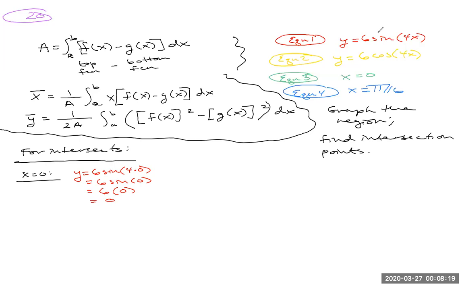And then we also want to look at equation 2. y equals 6 cosine of 4 times 0. That's 6 times cosine of 0. Cosine of 0 is 1. So we get 6 out here. So the intersections that we get on the leftmost side of our graph will be (0, 0) and (0, 6). We can go ahead and take a look at that over here.